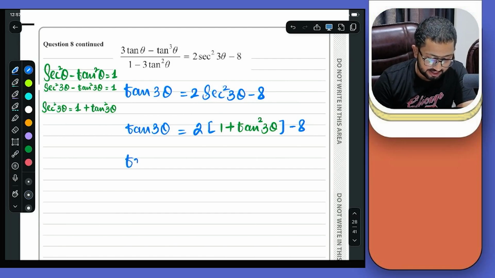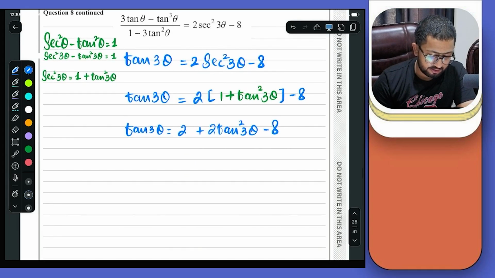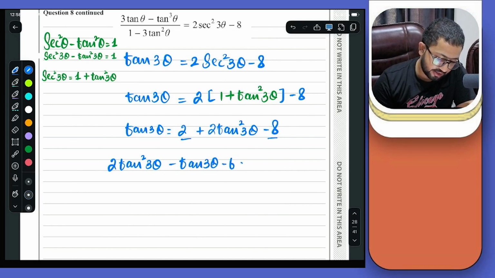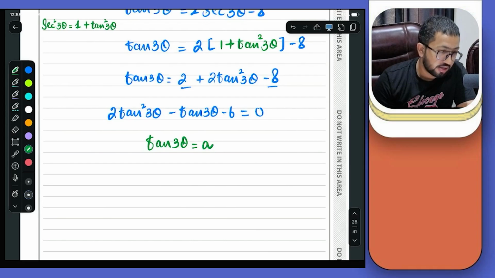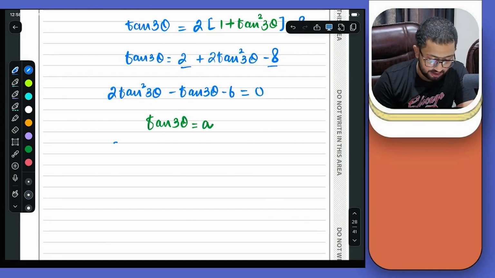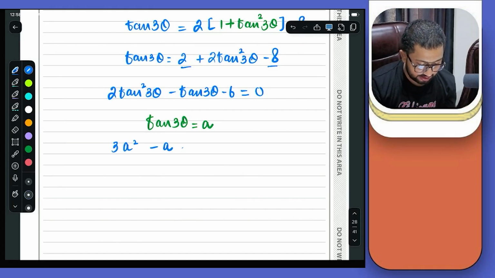Now, let's simplify. 2 plus 2 minus 8. Now what can I do? 2 tan square 3 theta plus 2 minus 8 will become minus 6 equal to 0. Now what we can do, that is a quadratic in terms of tan 3 theta. So I have to substitute tan 3 theta with a. So it will become 3a square minus a minus 6 equal to 0.